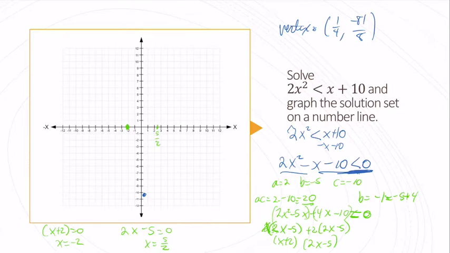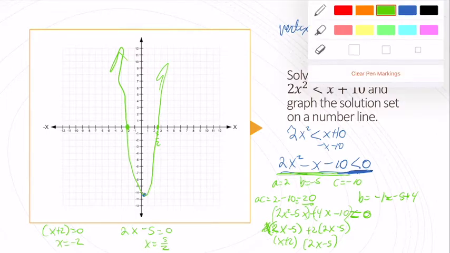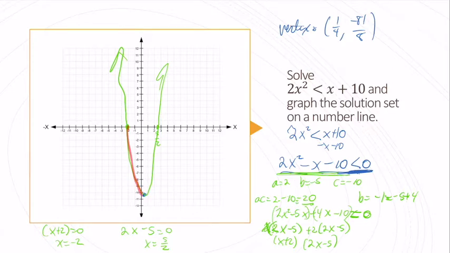So here's my beautiful parabola. And what I want to know is where my values are less than 0. Well, that's right here, where I'm going to highlight in red. That's where my graph is below the line. So that's going to be on the interval, but not including the endpoints because it's not less than or equal to 0, it's less than 0. The interval from negative 2 to 5/2. This is a 2, I swear.